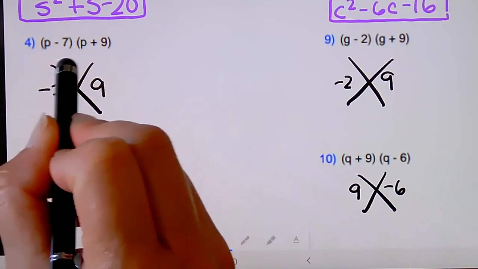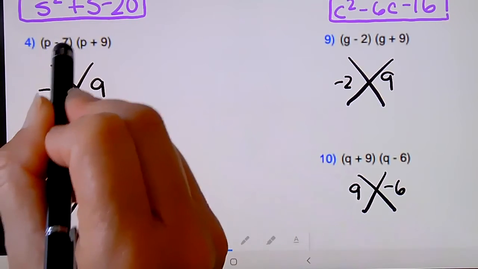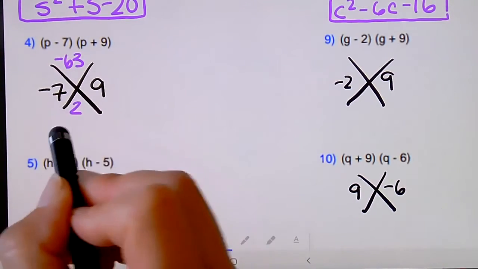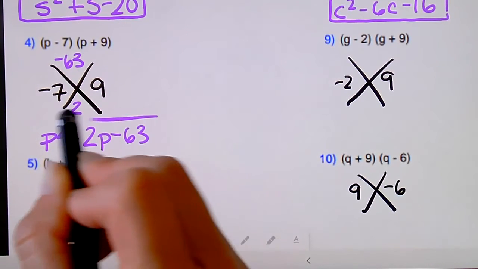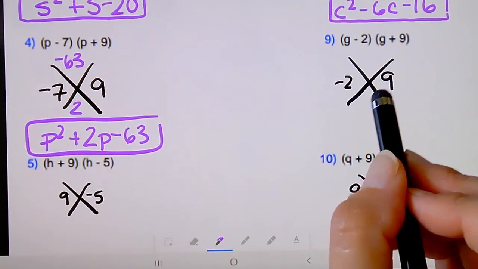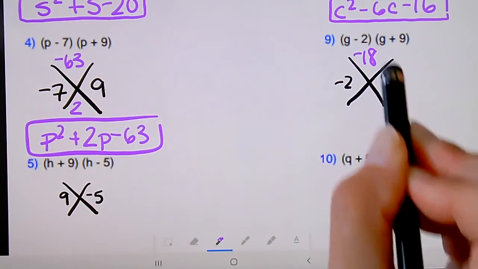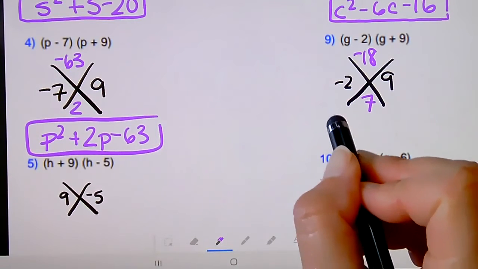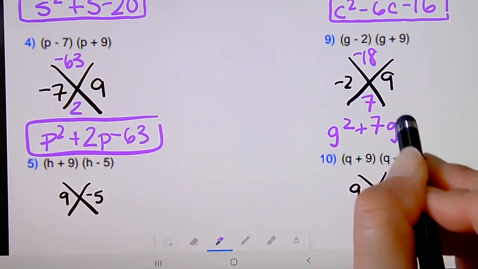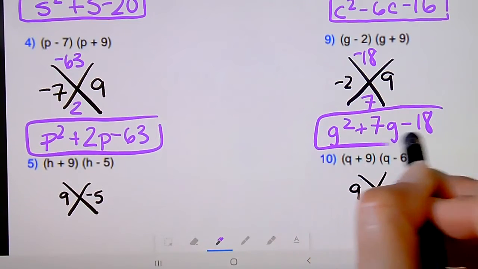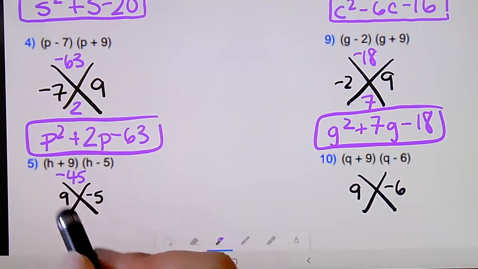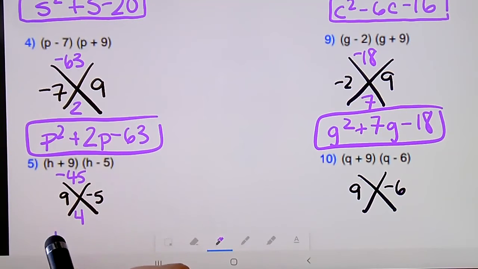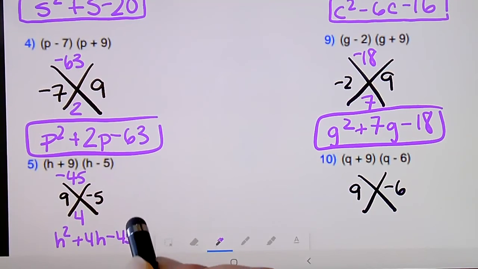And the last 4 here, this is -7 and 9, which give us a -63, add to a 2, p squared plus 2p minus 63. Over here, -2 and 9, -18, add to a 7, and it's g squared plus 7g minus 18. Over here, 9 times -5 is a -45, adds to a 4. So this is going to be h squared plus 4h minus 45.